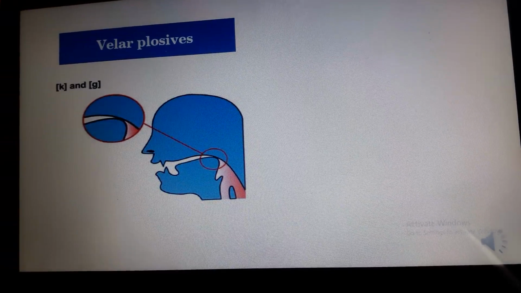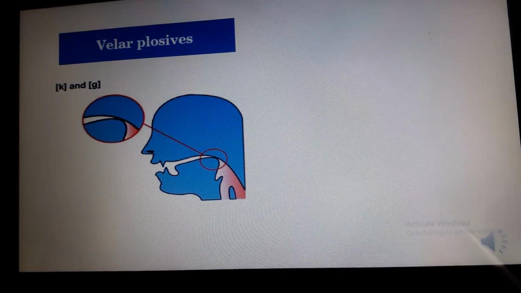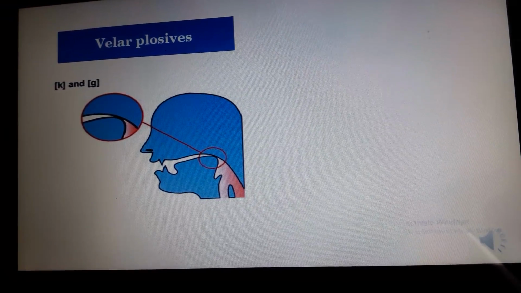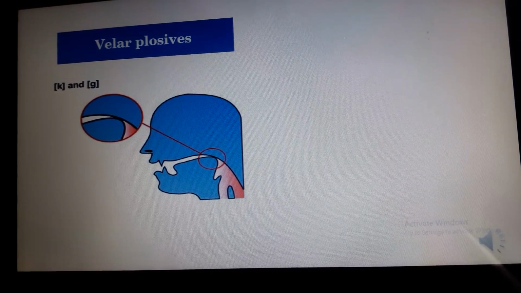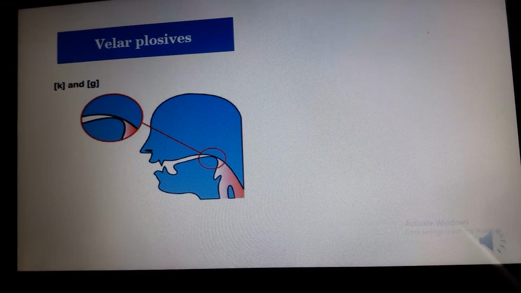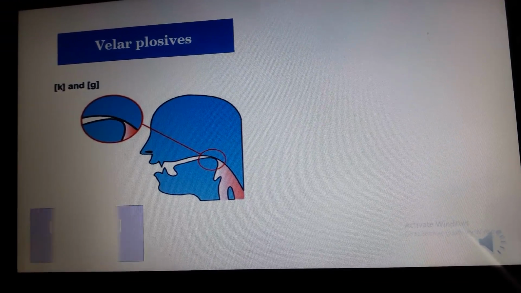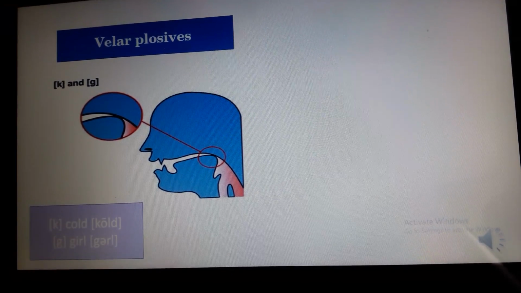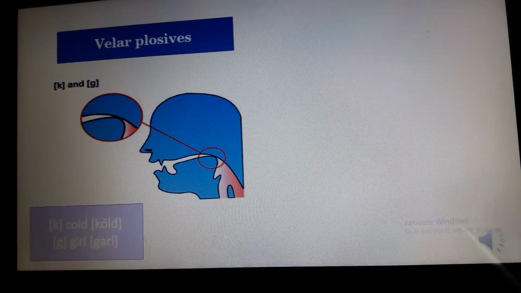Velar plosives, and the consonants are K and G, are consonants that are produced by impinging, but not completely blocking the airflow. And the example of consonant K is ko, and the example of consonant G is gur.